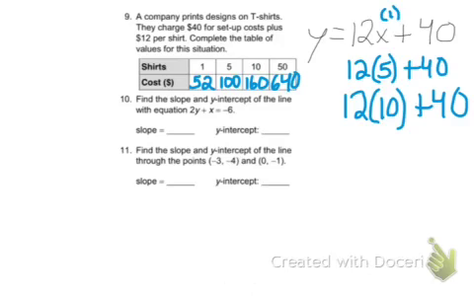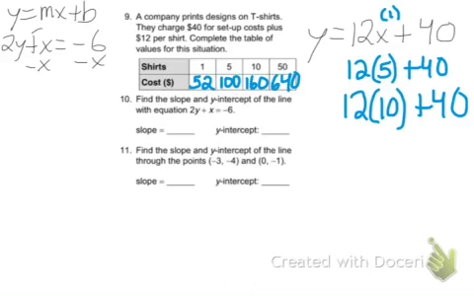10. Find the slope and y-intercept of the line with that equation. Now, that equation needs to be in the same form as a regular equation, so y equals mx plus b. We need to get y by itself. So here we have 2y plus x equals negative 6. The first thing we need to do is get rid of this x. So subtract x on both sides, bring everything down.